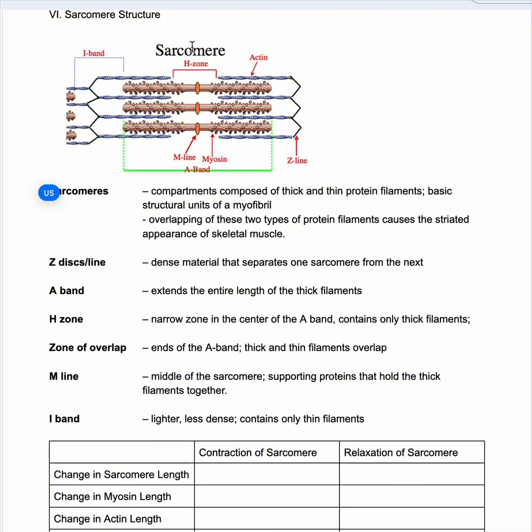The M-line represents the middle of the sarcomere, and it kind of supports the proteins. The I-band is lighter, less dense, only the thin filaments. So from here to here, that's an I-band.